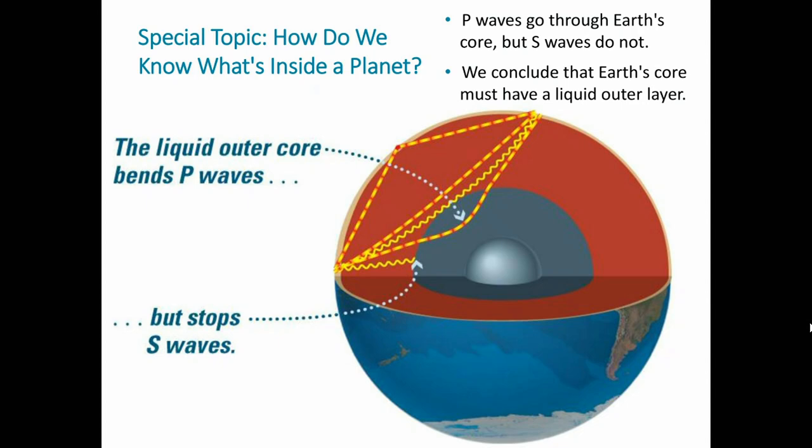And so we think that there's a solid inner core, there's a liquid outer core, and then there's the mantle, which is rock that is highly viscous, so it's really hard for it to move, but it still is able to move a little bit in order to do those convection cycles.